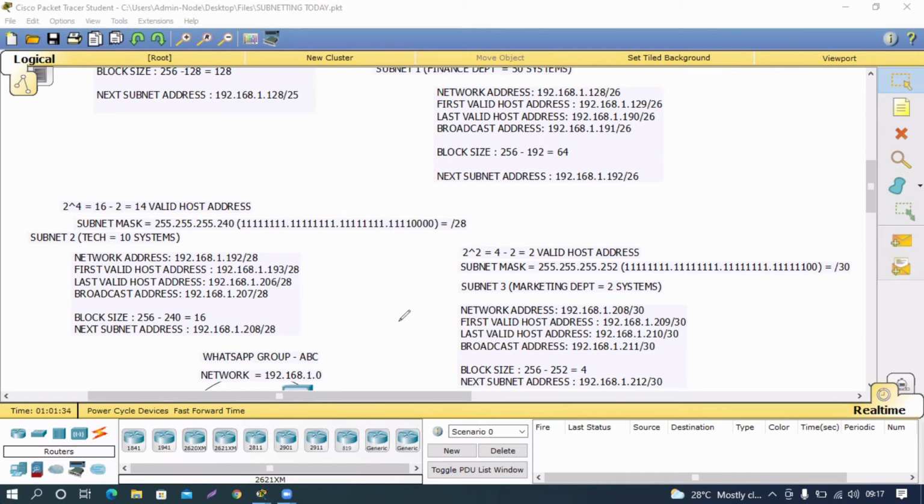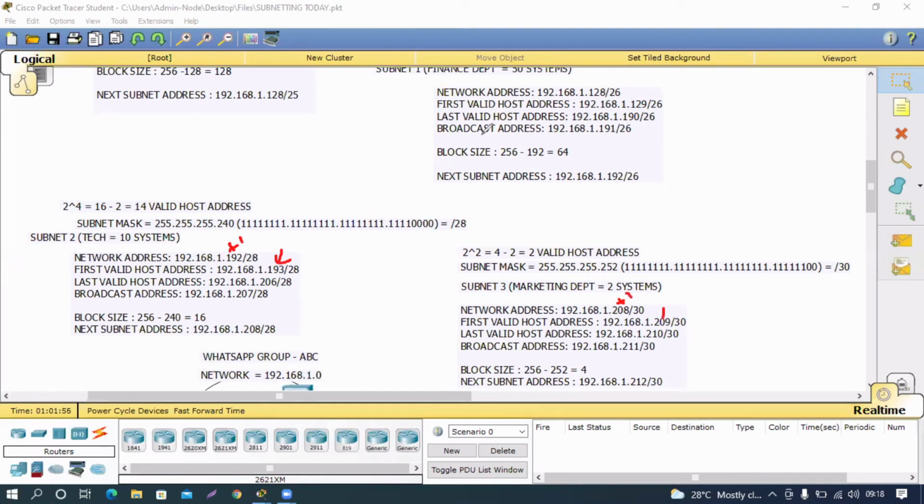First valid address, where does 193 come from? It is nothing but simply adding 1 to the last part of the network address, always. You can see 208 plus 1 is what? 209, right? 192 plus 1 is what? 193. Like that, this is the formula.